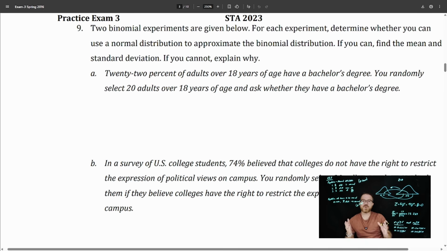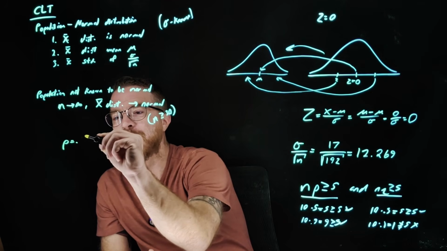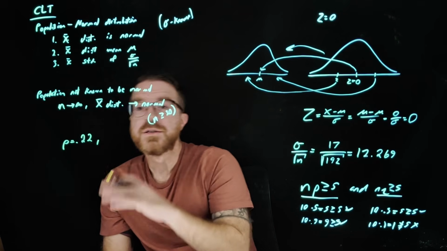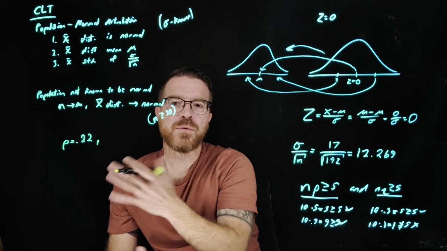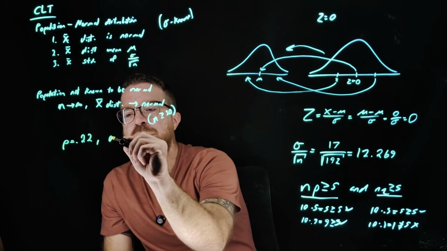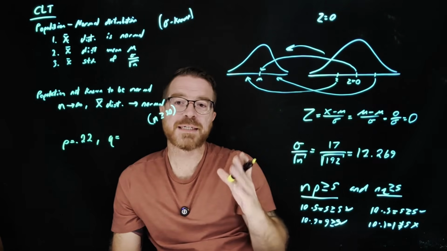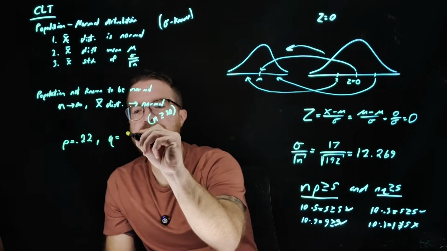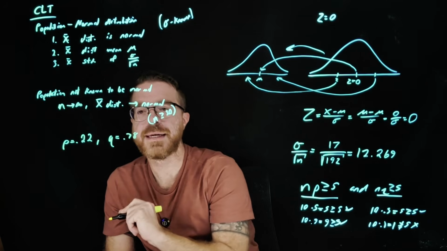So this one's pretty straightforward. We just go up to 20 people, we say they're over 18, and we say, do you have a bachelor's degree, yes or no? And we know that the probability that they do is going to be 0.22. So based on this p equal to 0.22 or 22%, we can find q by taking 1 minus p. So 1 minus 0.22 is going to give me 0.78.